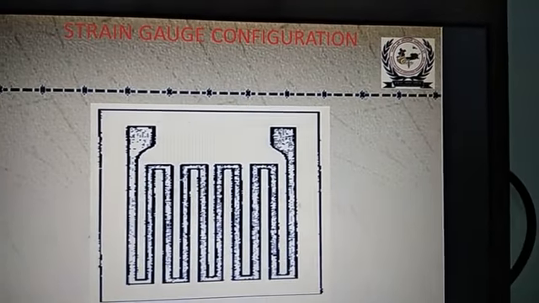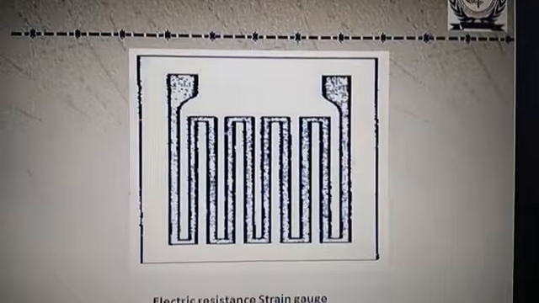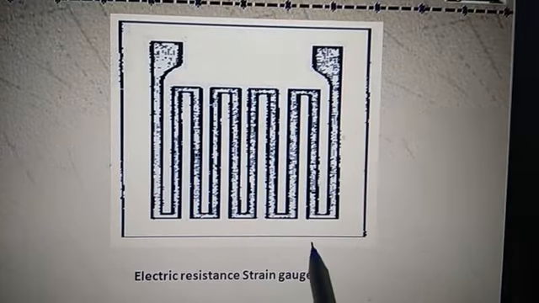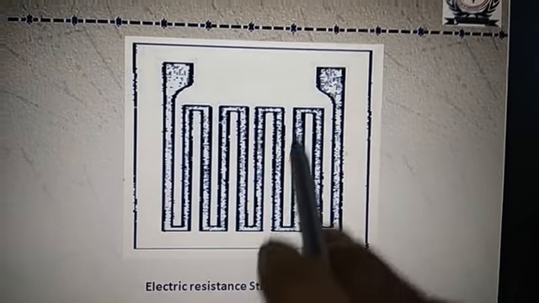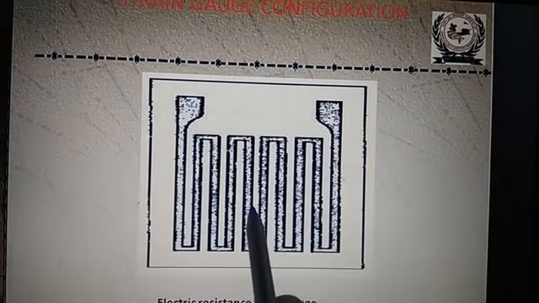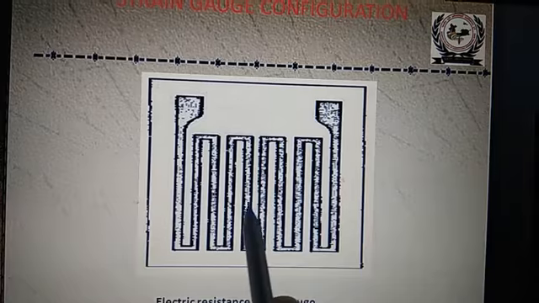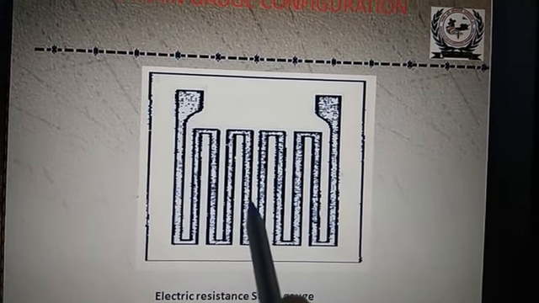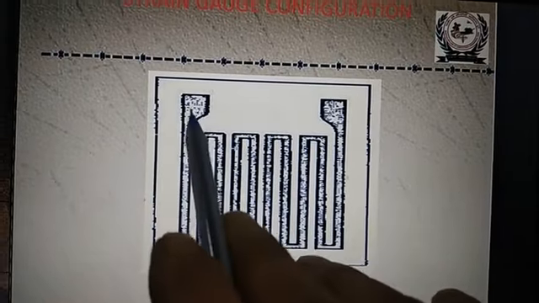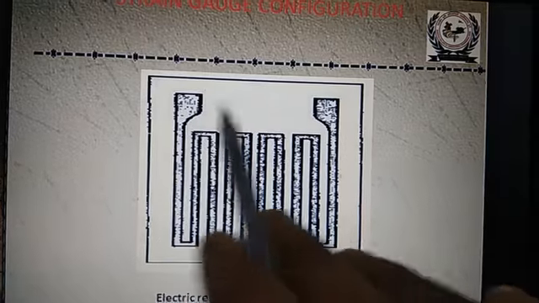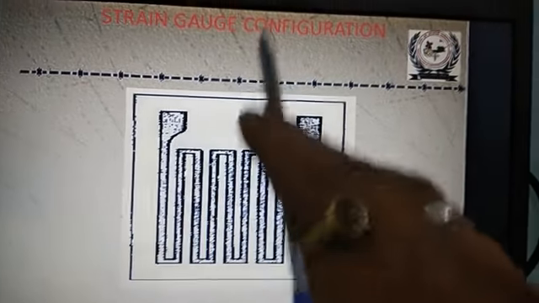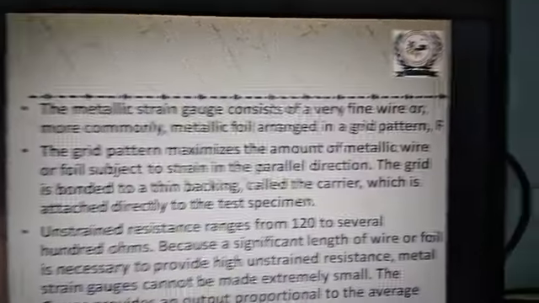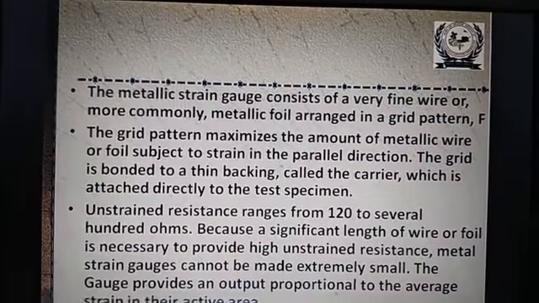This is the strain gauge configuration. You can see, in the last video we have seen this electrical resistance strain gauge. If the strain is applied on this, force is applied on this, then there will be a deformation of this coil or foil, and the resistance of these plates will change. And this resistance will be calibrated in terms of the current or voltage for the measurement of the force.